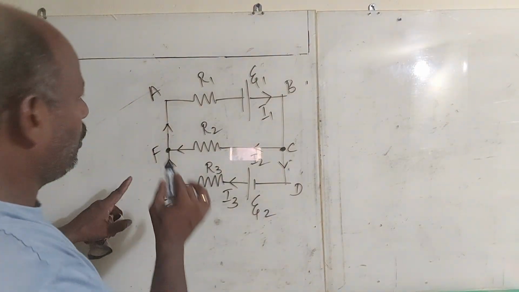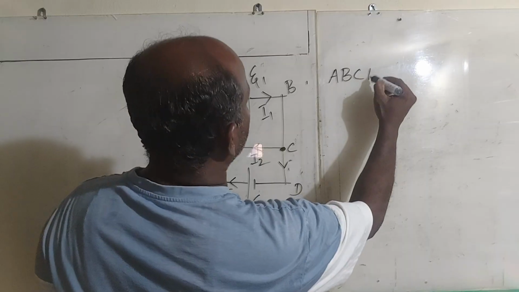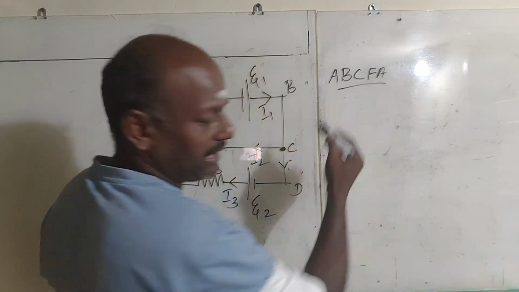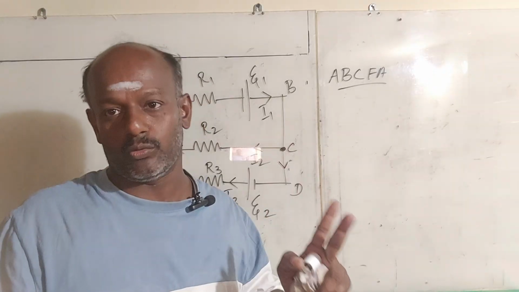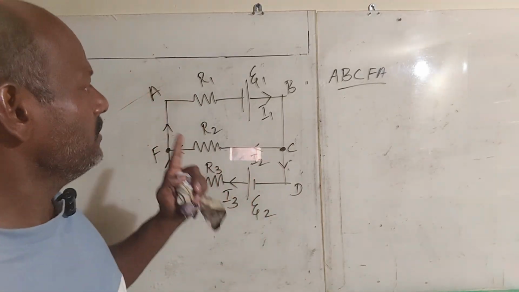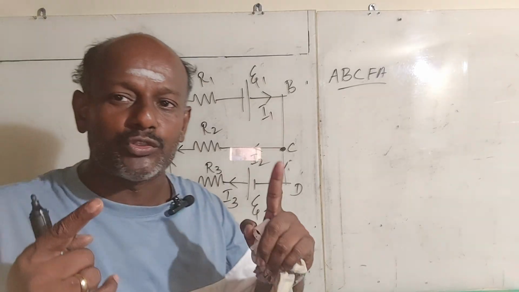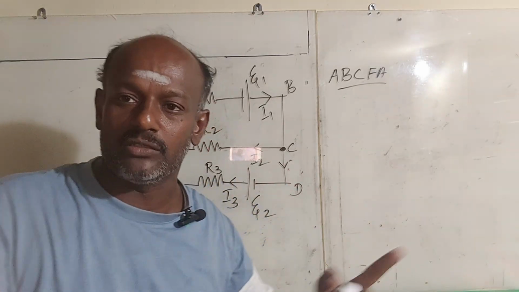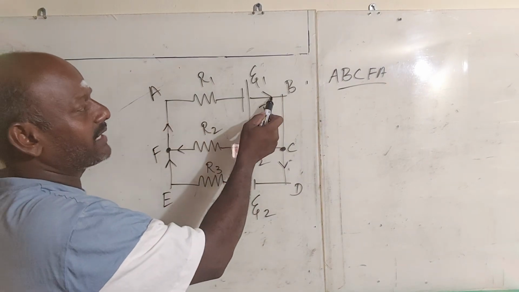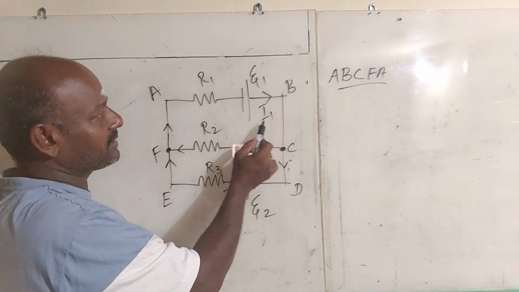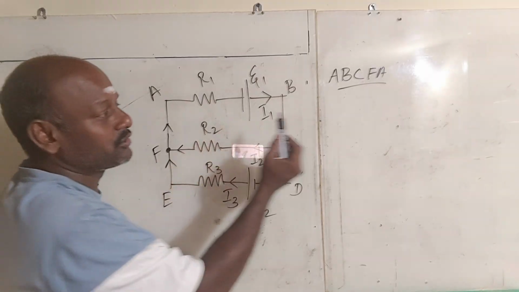Now let us take the closed circuit A, B, C, F, A. In that closed circuit, I am going to apply the Kirchoff second rule. I know that it is the product of current and resistance. I have to check the direction of the current also. When I am moving from A to B, I am moving along the direction of the current. So the current is I1, the resistance is R1. So it has to be considered as positive.